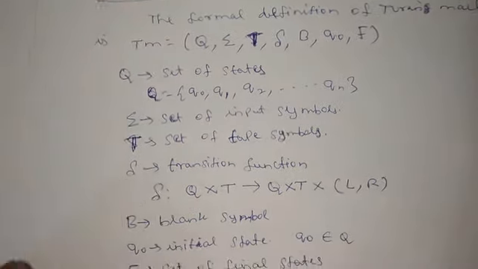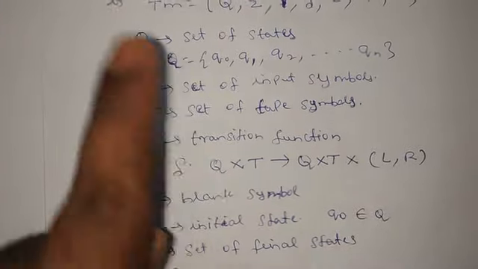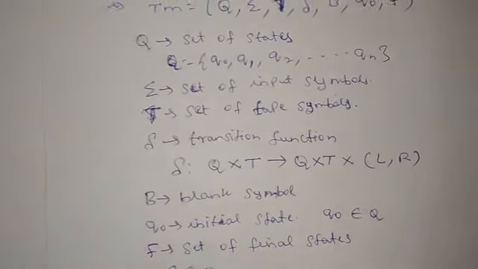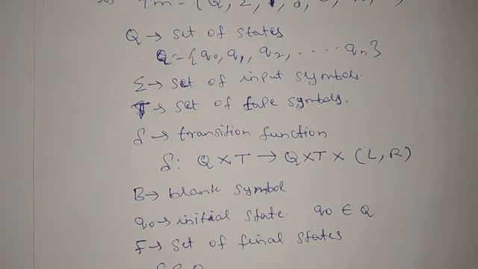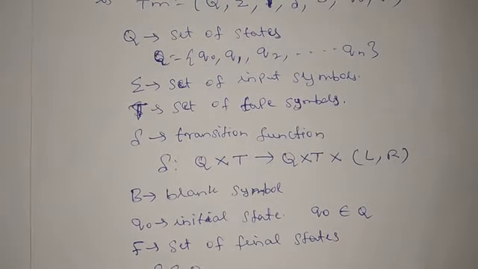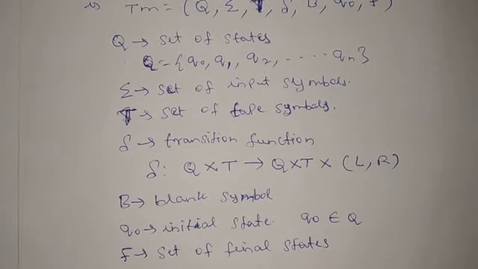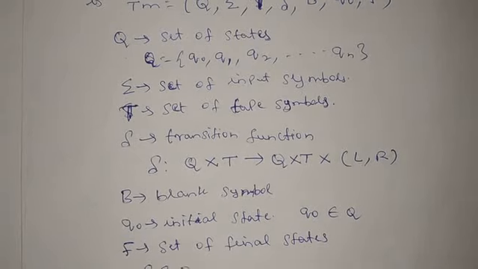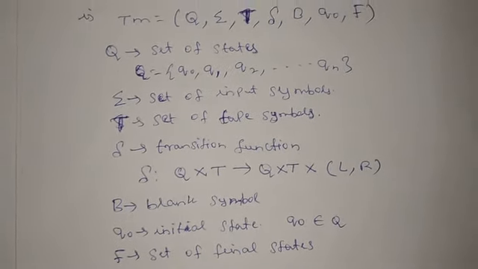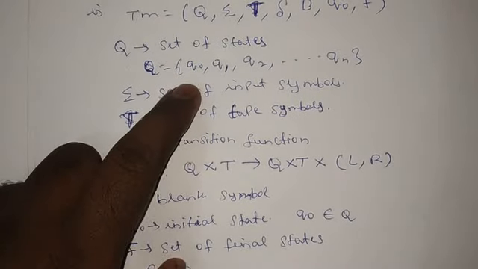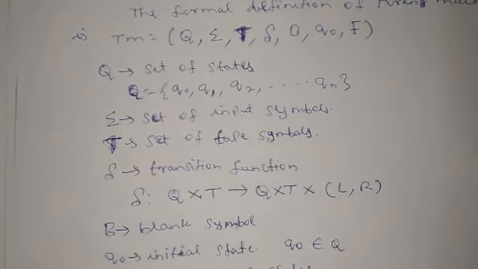So what is meant by Q? This is similar to other mathematical models. Q is called the set of states. All mathematical models have states, which means you keep on changing from one state to another whenever you read an input. The Turing machine is not an exception to that. Q varies from Q0 to Qn, which means you can have n number of states here.